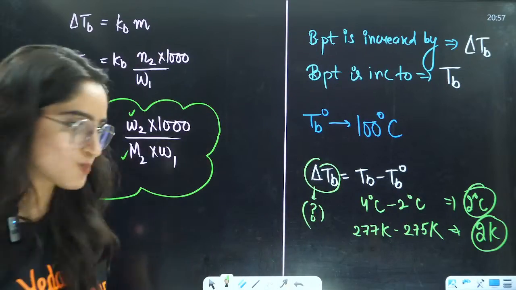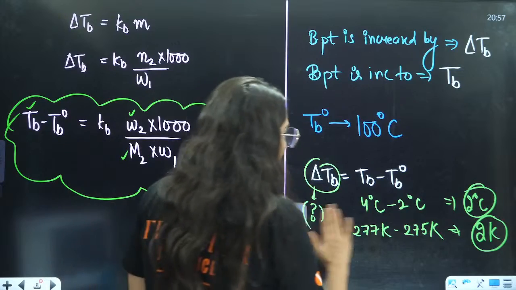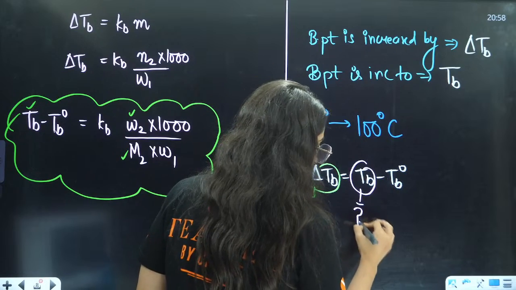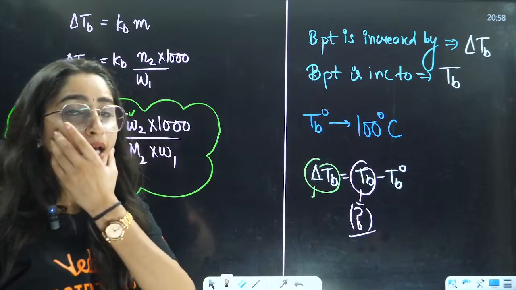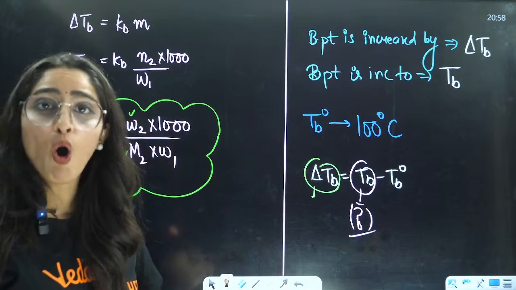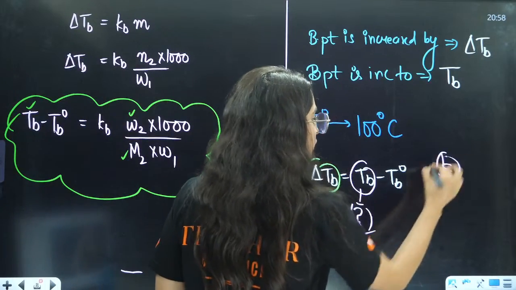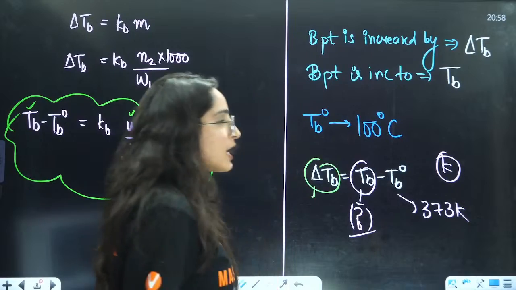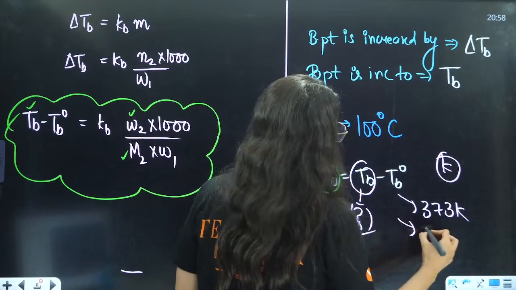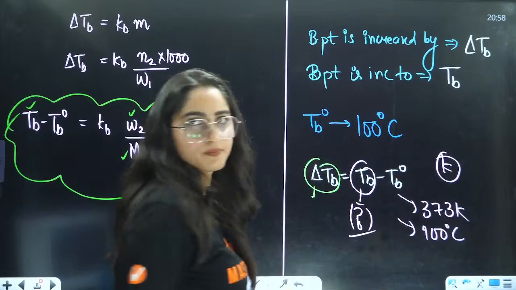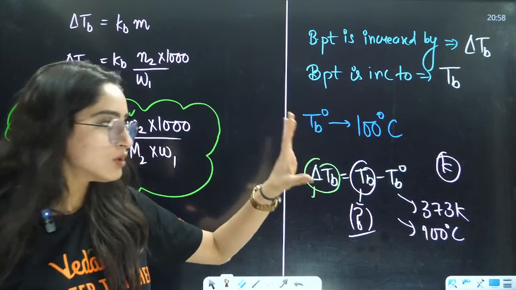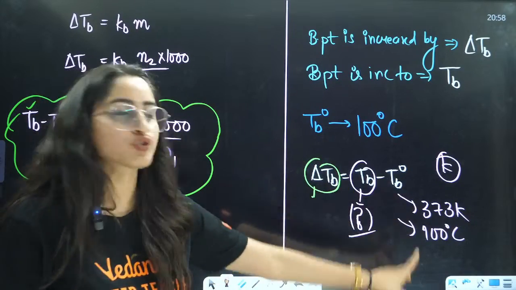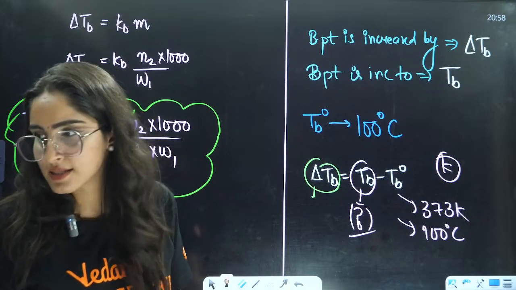Now, if they are asking you the value of TB, in that case you have to see. If the option is in Kelvin, then you will put this also in Kelvin, that means you will put it as 373 Kelvin, right? If the option is in degree Celsius, then you will put it in degree Celsius, that is 100 degrees Celsius, right? So delta TB doesn't matter because the difference is going to be the same. For TB, you have to see in what unit they have given the options.